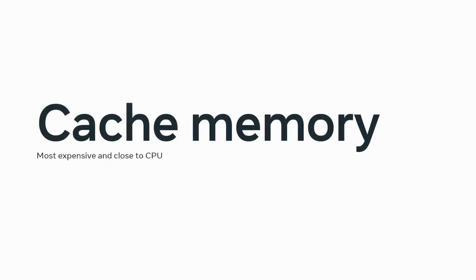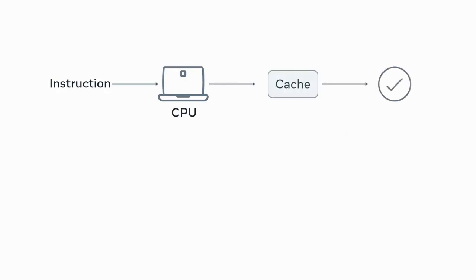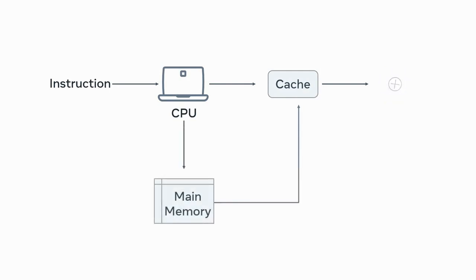Cache memory is the most expensive form of memory and lives close to your CPU chip. When the CPU receives an instruction to process some information, it first checks the cache to see if the information is here. If the information is available in the cache, it is processed. If it fails to find the required information here, the information is not processed. The CPU then queries the larger, slower main memory, then loads this information into the cache for processing.